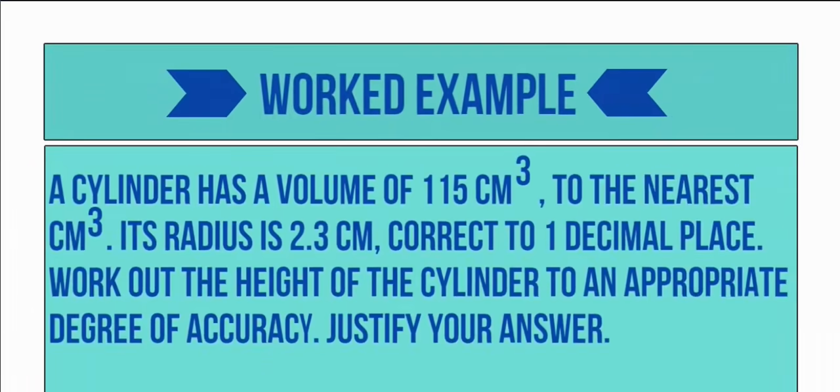Worked example. A cylinder has a volume of 115 centimeters cubed, to the nearest centimeter cubed. Its radius is 2.3 centimeters, correct to one decimal place. Work out the height of the cylinder to an appropriate degree of accuracy. Justify your answer.